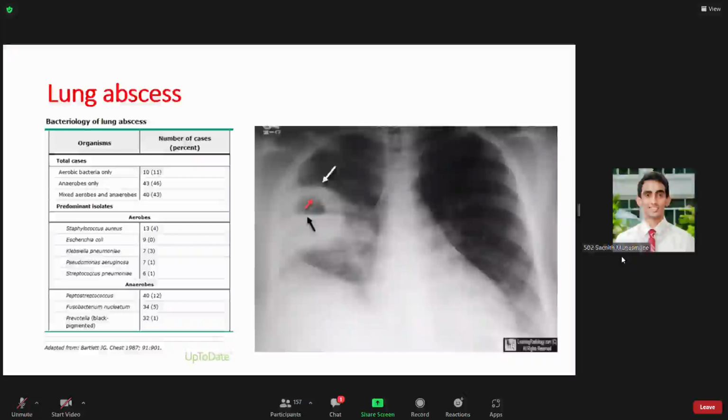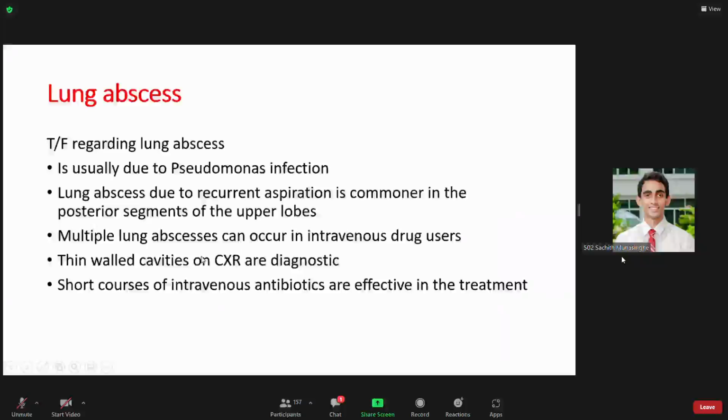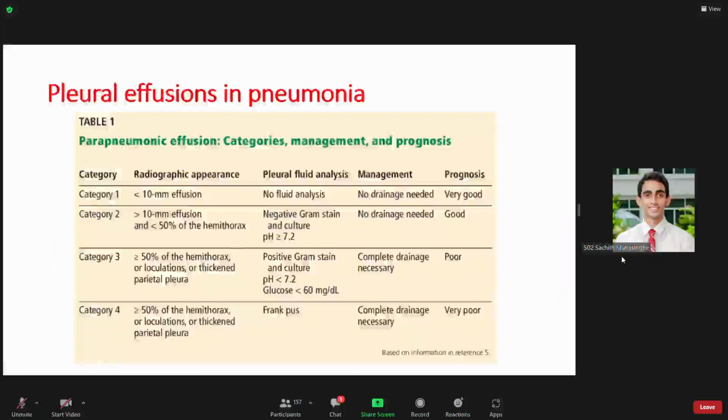Sir, where do we take the 10 millimeter size from? Is it from the X-ray or the ultrasound? The less than 10 millimeter is from the ultrasound. Sorry, I said X-ray, it is the ultrasound.